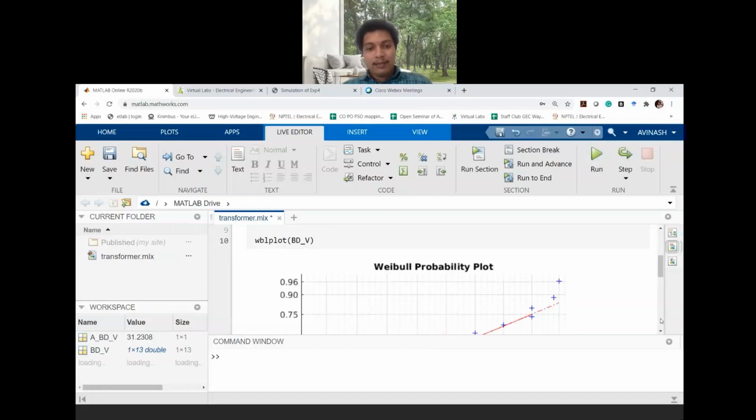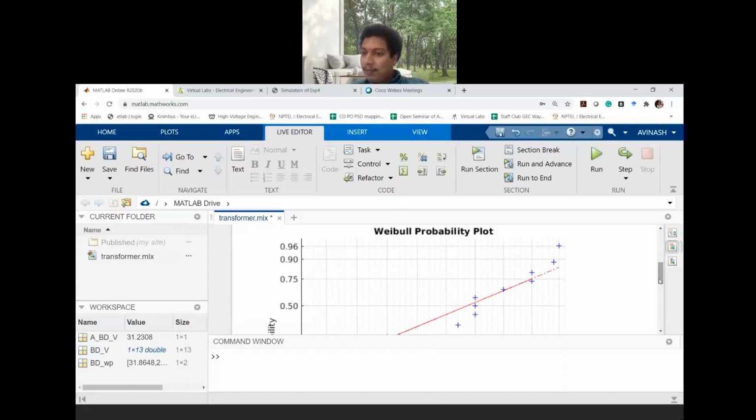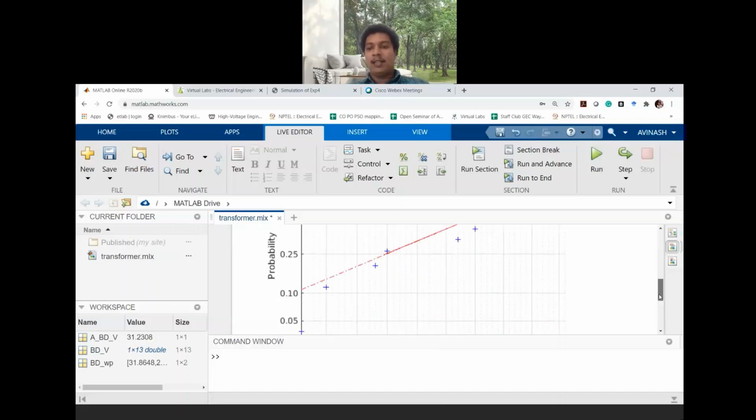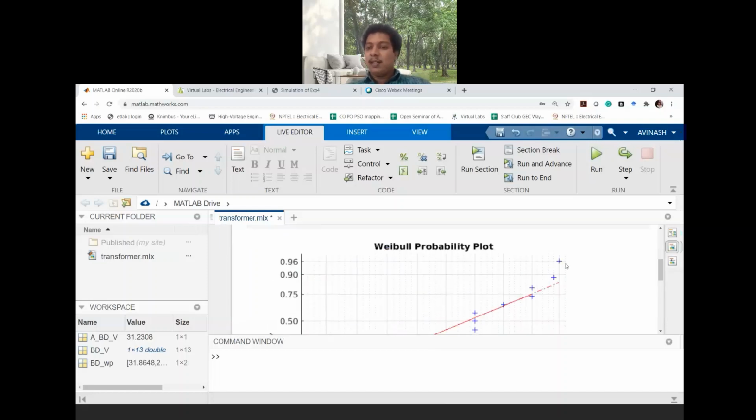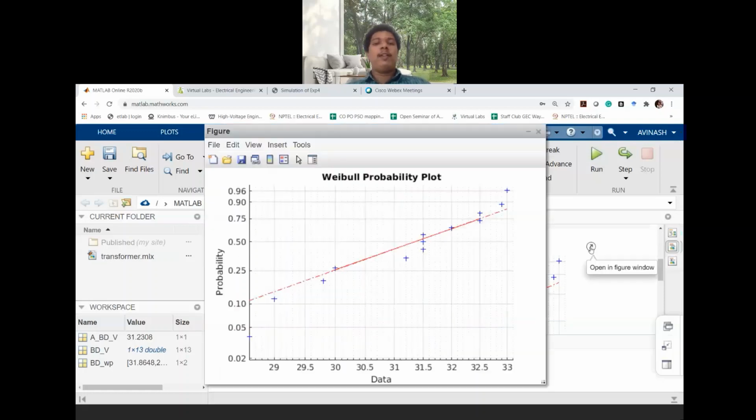this is my variable probability plot. I think you are able to see here, right? You can open it in the figure window also. You can see this line here. If your data points are mostly nearby this line, then you can say it is somewhat fitting. So this is the way you have to put this variable plot in your record.